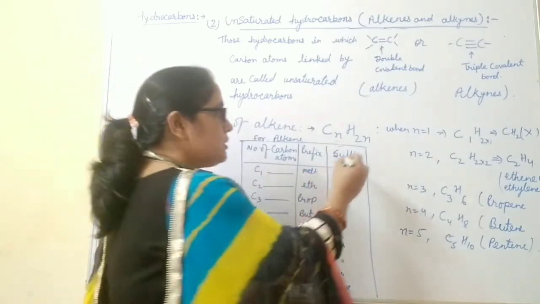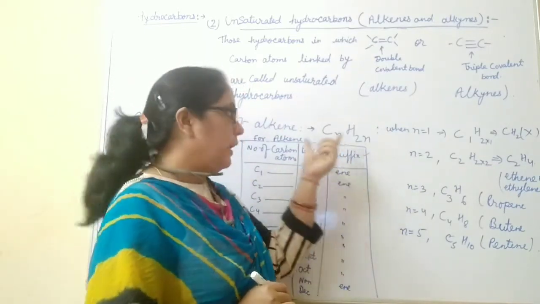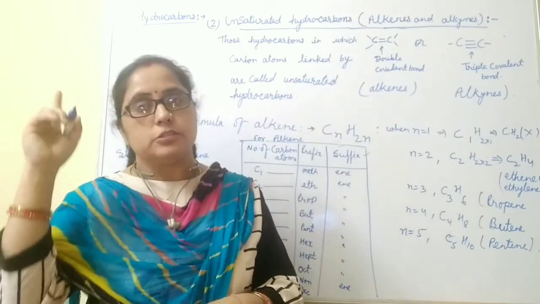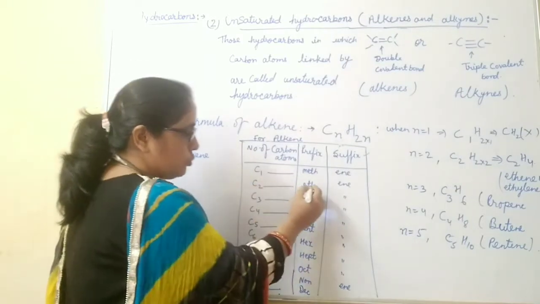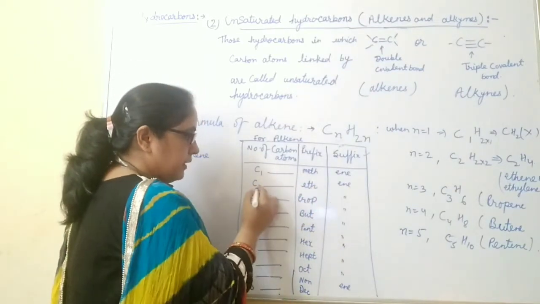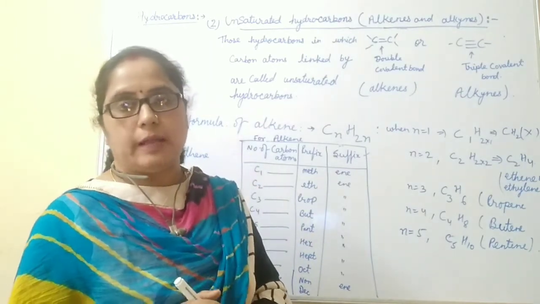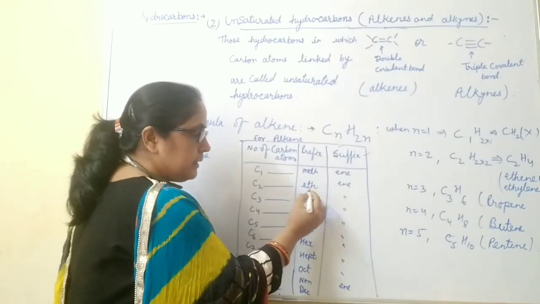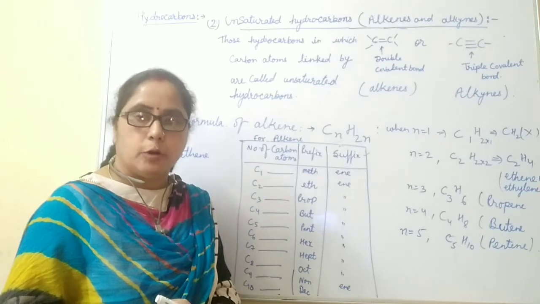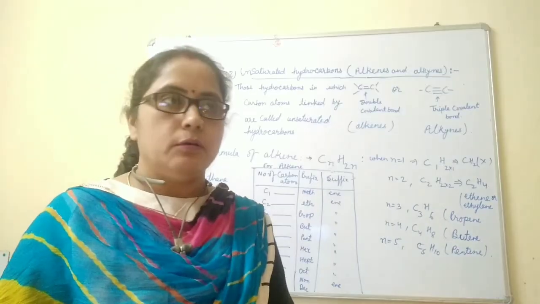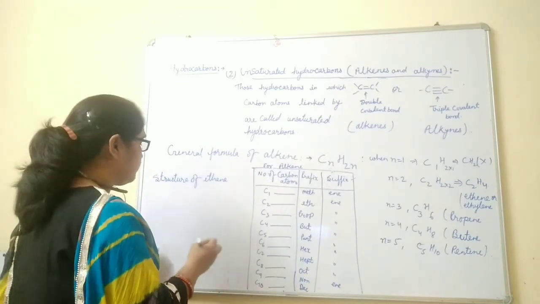And we use the suffix, meaning the end word, ene for alkene. And in the case of alkane, we use ane. So when we add these two, eth plus ene, if it contains 2 carbon atoms and there is a double bond present between the 2 carbon atoms, then the name is ethene. Propene, butene.